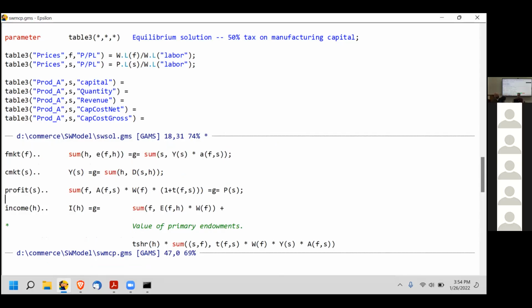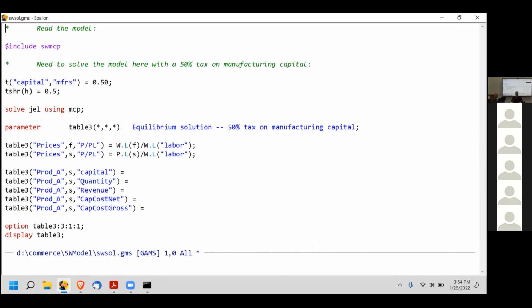So that's all that SWSOL is doing, is just reporting. Yeah, all we're doing is doing a run and generating a report. And then the other file has the model and is running the model. The model is in SWMCP, and the data is included above that. So there's three levels.